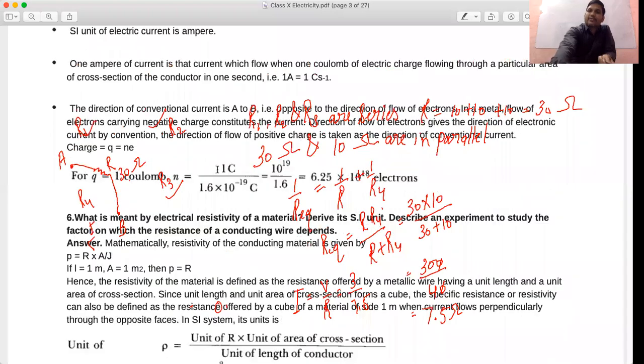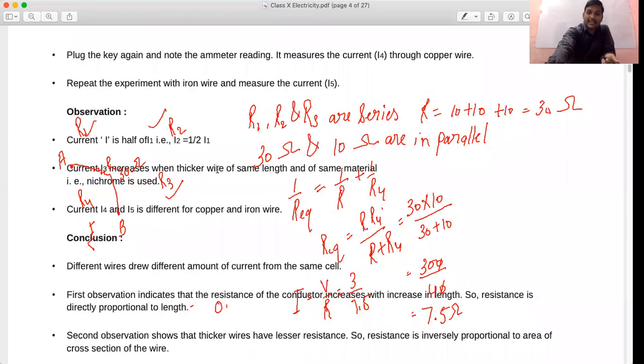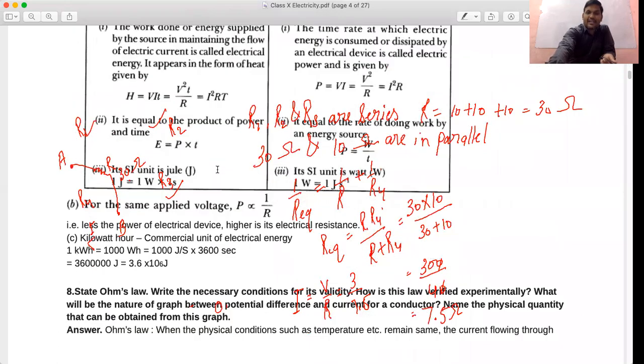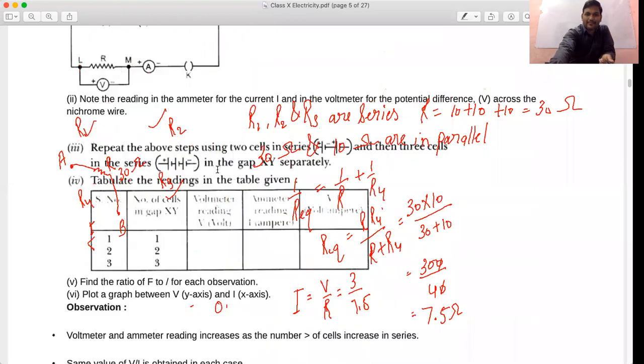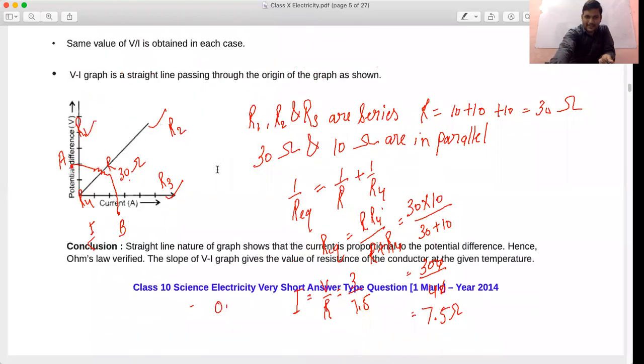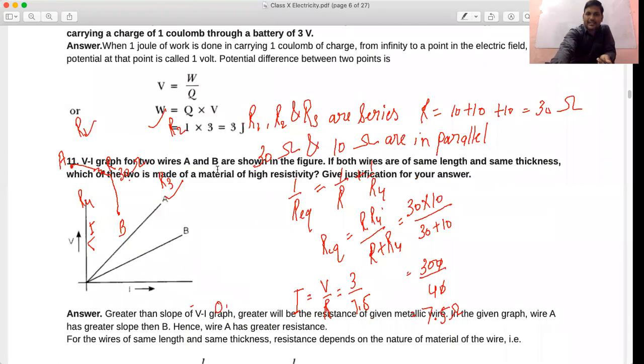So I'm not going to discuss the theoretical. I'm just switching to the numerical question. Theoretical you can understand, but numerical, sir, sometimes you face some problem. In numericals, okay, so we can discuss this question.